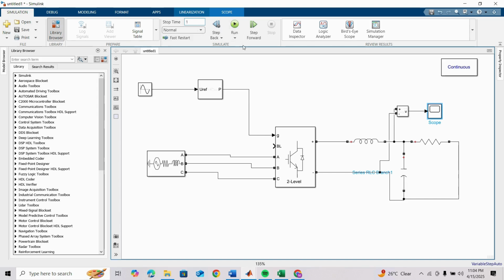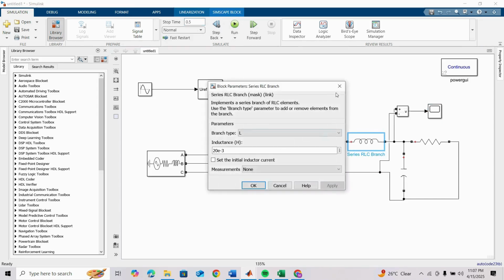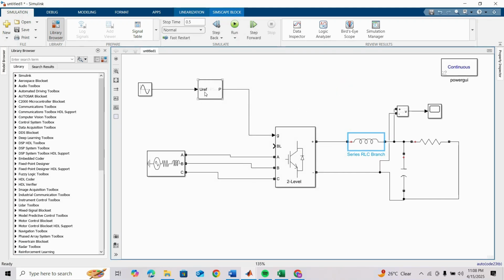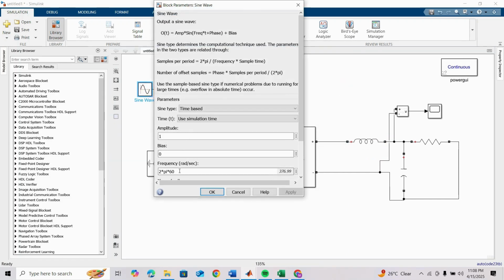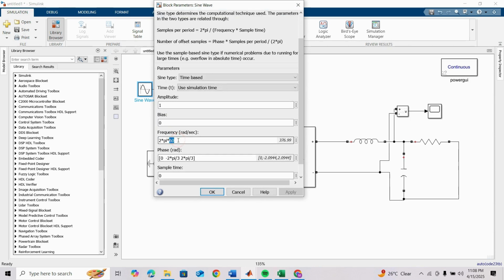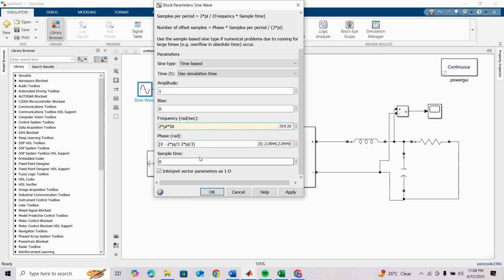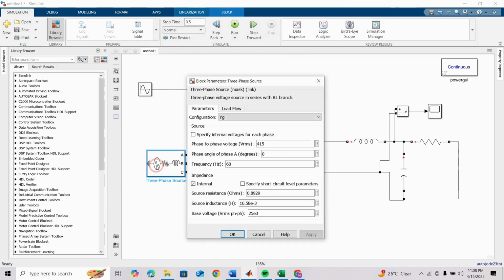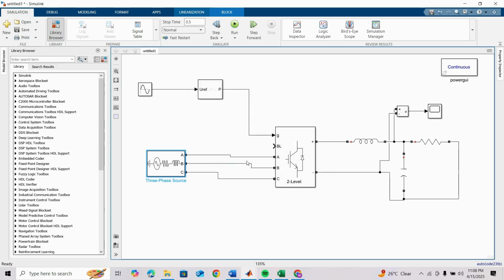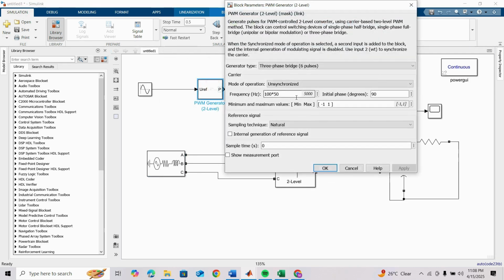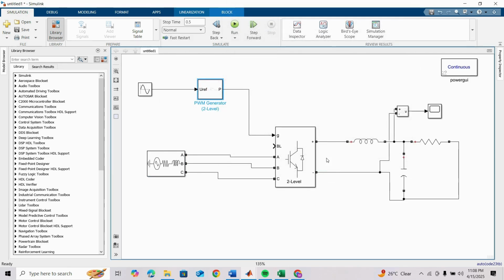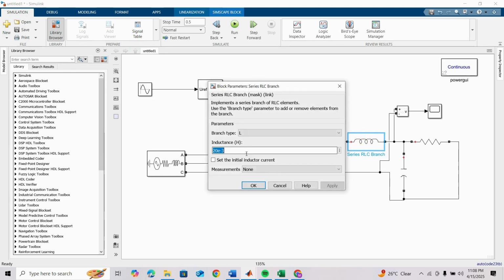That is okay. I'm setting 50 Hz again. I've calculated the parameters of L and C, and it's okay. And here I'm taking 50 Hz, and the frequency is okay, and this will be 10E minus 2.